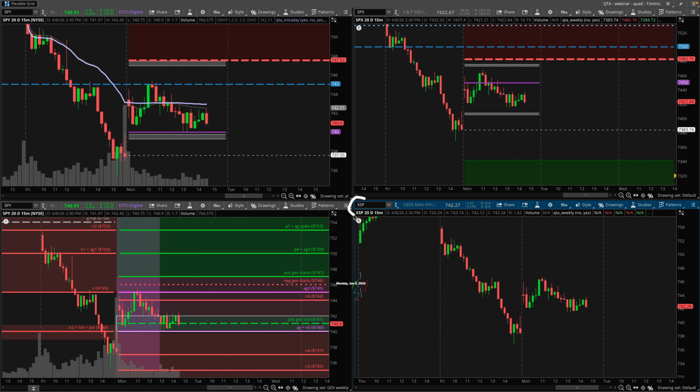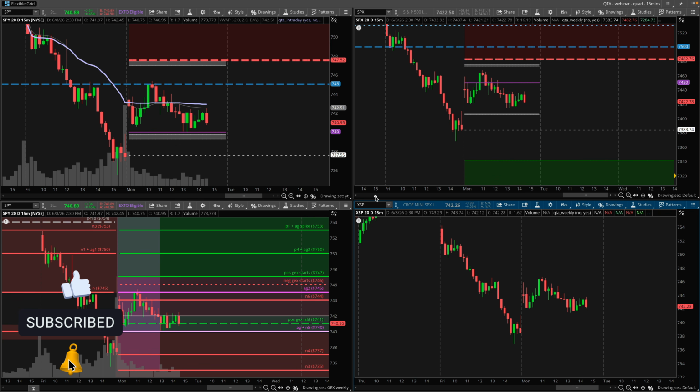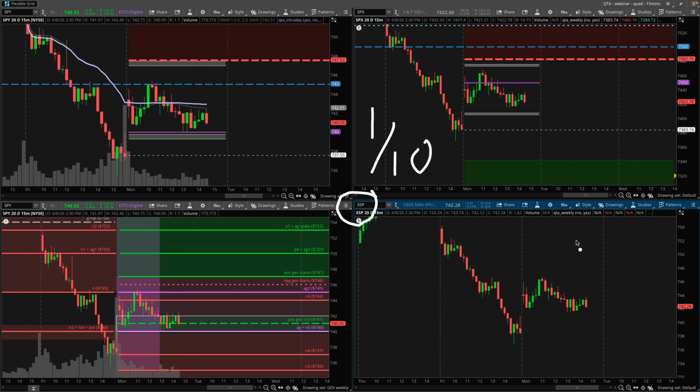The XSP does not get the credit it deserves. It is 1/10 the size of the SPX, and just like the SPY, it is a derivative, or I like to consider it a derivative of the S&P 500. That means if the S&P 500 is up, all of these instruments are going to be up. With the XSP being 1/10 the size, it means it inherently has much less risk.